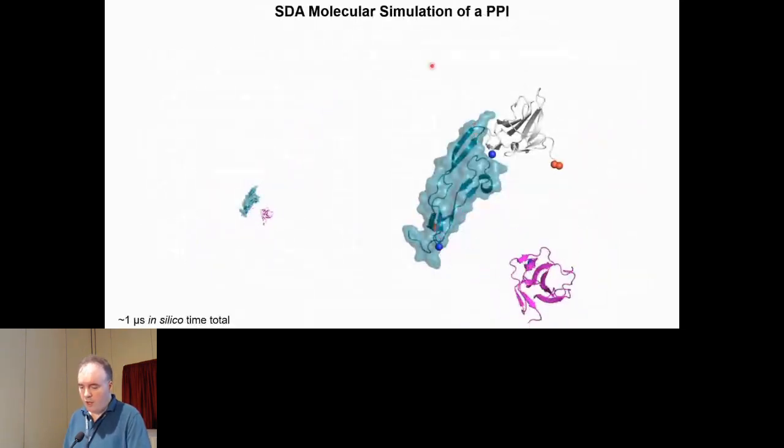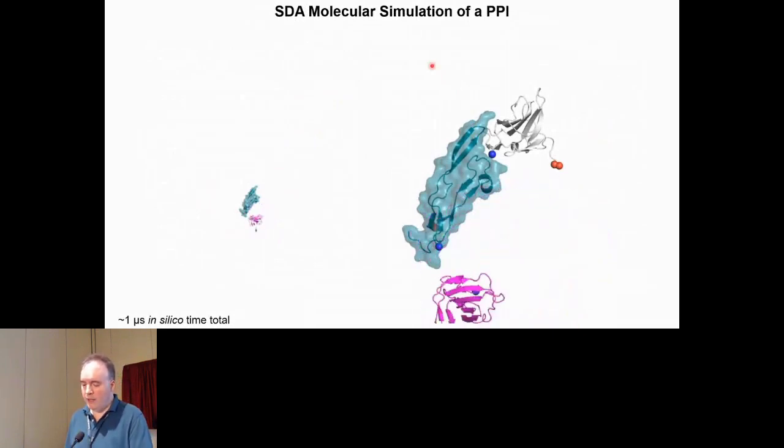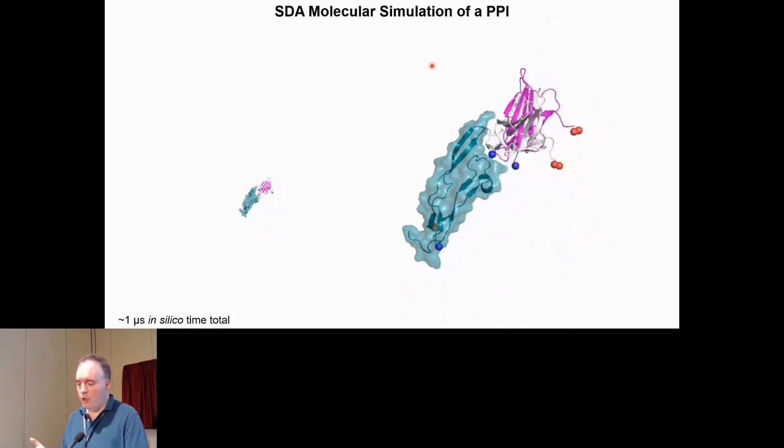And so this is SDA simulating one of the standards. This isn't from the TLR4 pathway. This is one of the known structures. And you can see how it simulates. Both proteins are rigid. And this takes place over a period of roughly 1 microsecond in silico time.